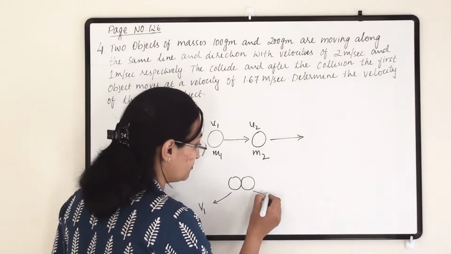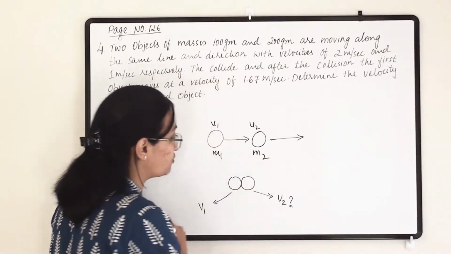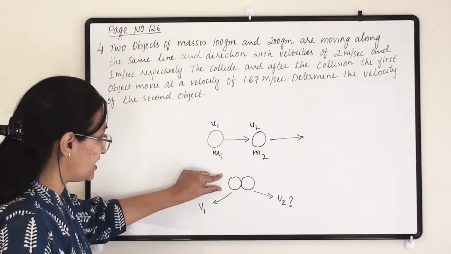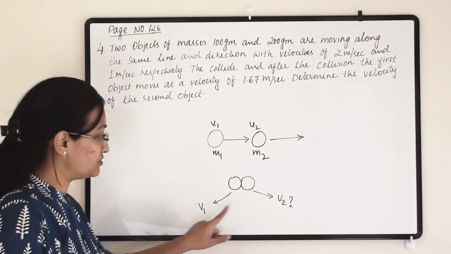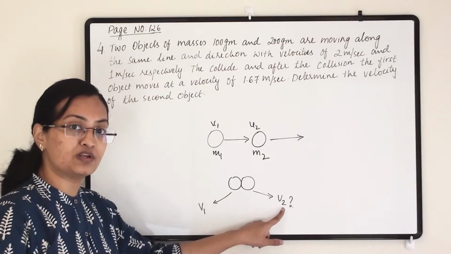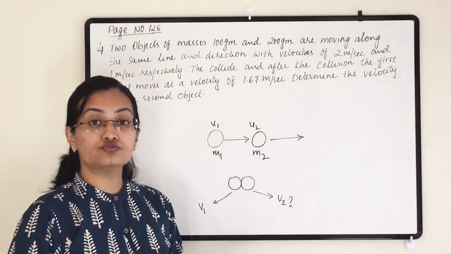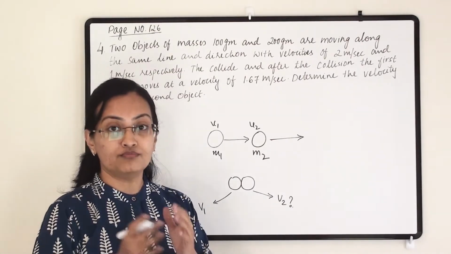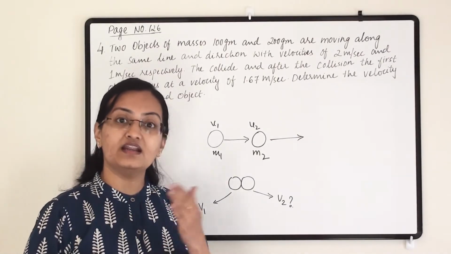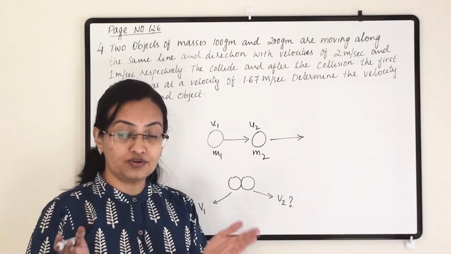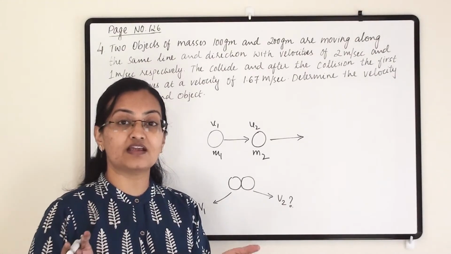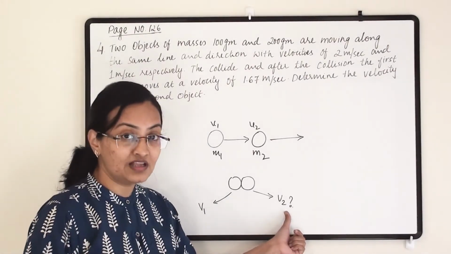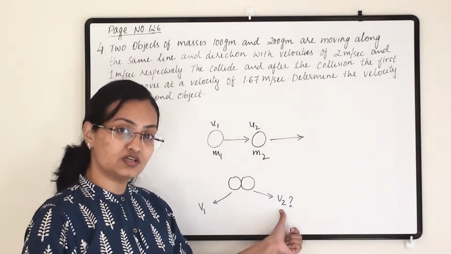So this object will have how much velocity after collision? Their velocities and masses we know. After collision, one object will move with a certain velocity, and we have to find out with how much velocity the other object will move. We are going to solve this numerical as per the law of conservation of momentum. Before collision we will get one term, and after collision we will get one term. When we write those two terms equal to each other, we will be able to get the velocity of the second object.